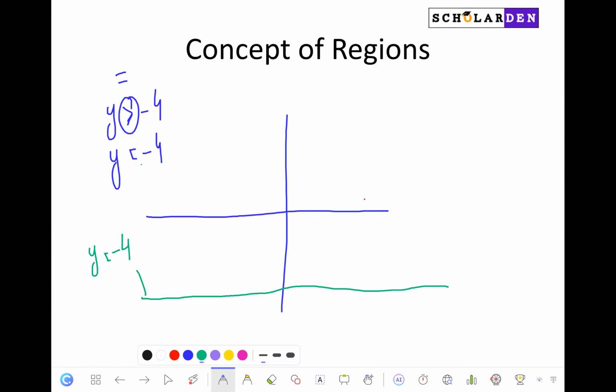And now, because the expression that we are supposed to find out is y is greater than -4. Y is greater than -4. Yes, great.